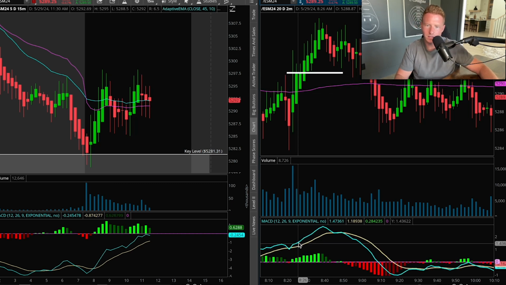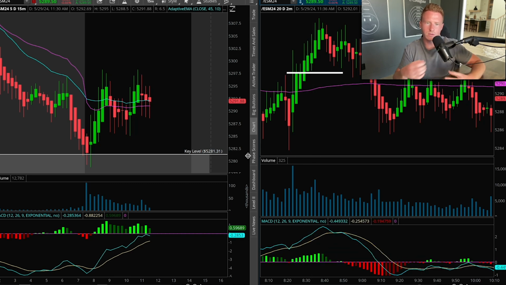The MACD was in the long's favor. The histogram was green. The blue line was above the yellow, right? So everything was kind of lined up at once, and that's where I decided to enter the trade. I entered at around 52.92 right here.